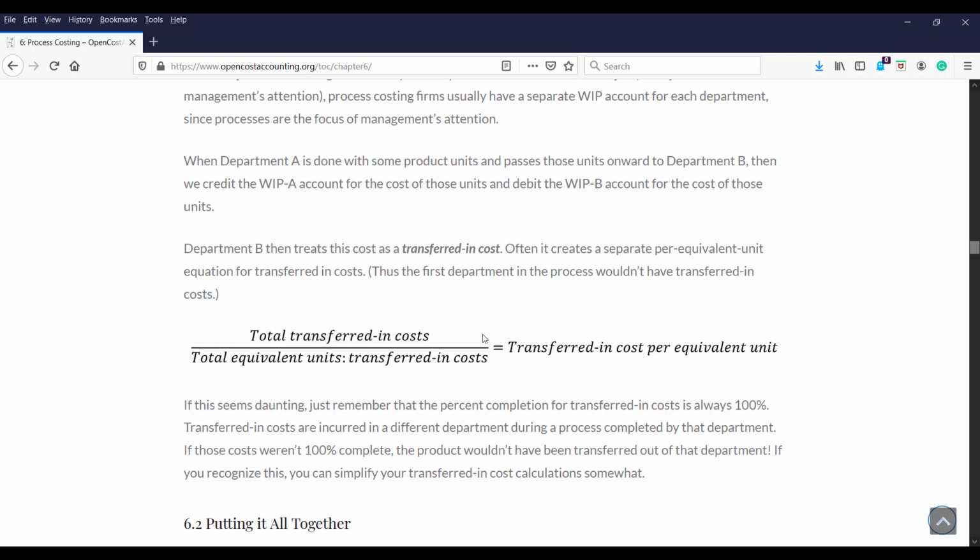But anyway, the long and the short of it is you get this third rate that you have to figure out. It's transferred-in costs divided by total equivalent units with respect to transferred-in costs, which gives you transferred-in cost per equivalent unit.